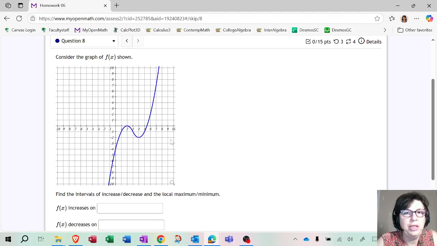All right, so in this video, we are going to look at where the graph goes up, down, and what is that local maximum, local minimum. Okay, so let's take a look at this graph.